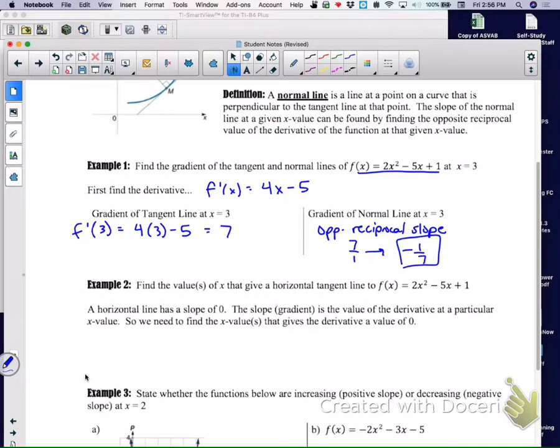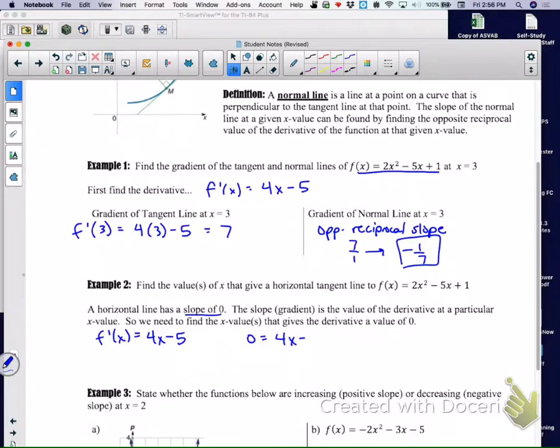All right, so next, find the values of x that would give a horizontal tangent line to f of x equals 2x squared minus 5x plus 1. Okay, so remember, the slope of your tangent line has to do with the value of the derivative. If I have a horizontal tangent line, then my slope is 0, because a horizontal line has a slope of 0. So if my slope is 0, that means my derivative is equal to 0. I just have to figure out where it is equal to 0. So my derivative is equal to 4x minus 5. I'm going to set that equal to 0.